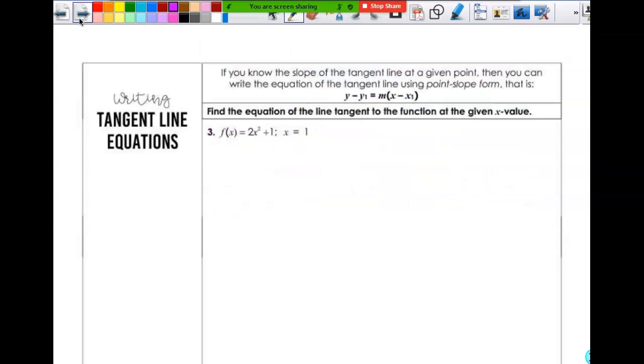All right. So now we're going to look at tangent line equations. All we were doing was finding the slope. We're going to write an equation here. So it says if you know the slope of the tangent line, or we're able to find it like we're about to, at a given point, then you can write the equation of the tangent line using the point-slope form. I cannot stress to you enough how important this form is. Y equals mx plus b, slope-intercept form, it's junk. Unless you are given the slope and you are given the intercept, it is junk. Throw it in the trash. This is your go-to form. I promise you it'll make your life way easier.